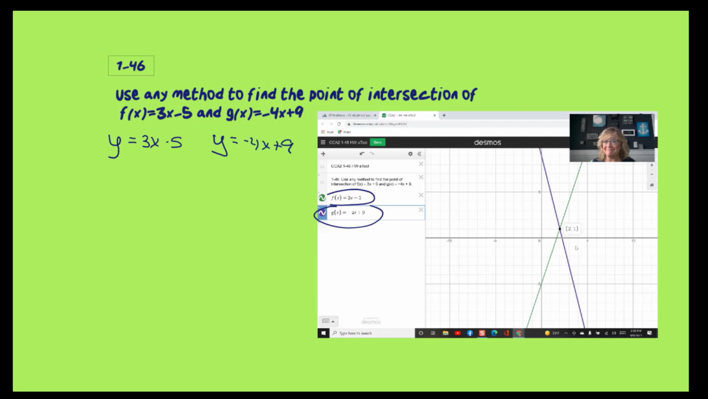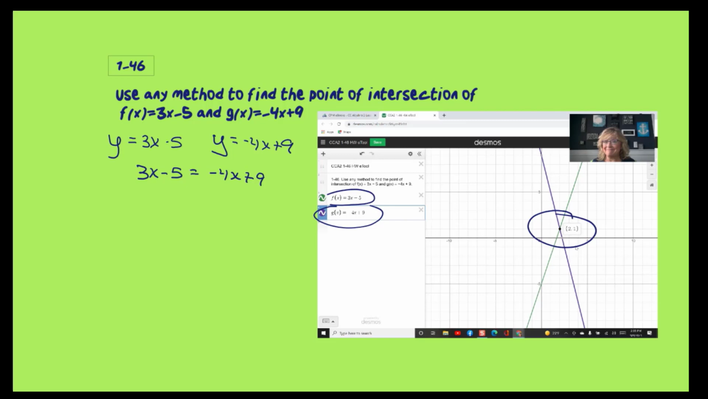Okay, so now that they're both equal to y, if I was in my classroom right now, I would say, okay, since both equations equal y, then they equal each other, is what everybody would yell out, hopefully. Okay, so we would set them equal to each other then. So 3x minus 5 equals negative 4x plus 9. And we are trying to get them to 2, 1, which is what you see circled there.